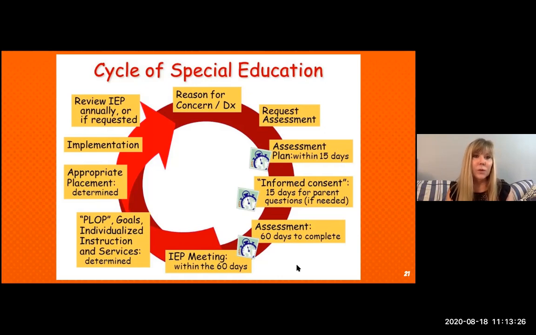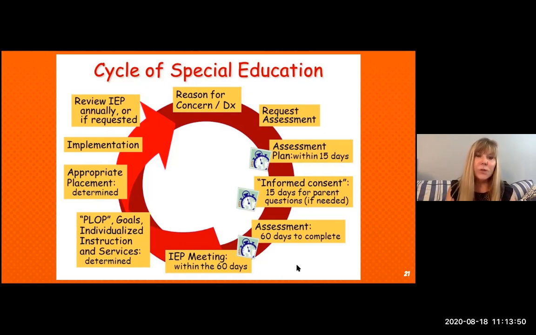Ideally, we would like to hold what's called a student study team, where we gather a group of folks who know the student, including the child's teacher and administrator, and discuss what the concerns are and ways that we may be able to address that. The outcome of that student study team may be a recommendation for assessment or maybe other recommendations.